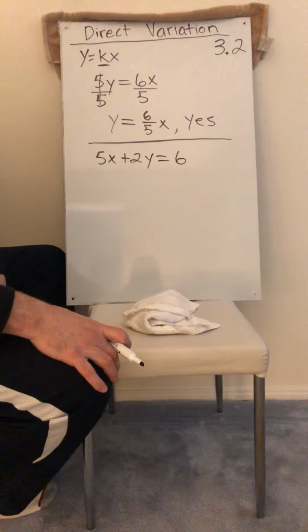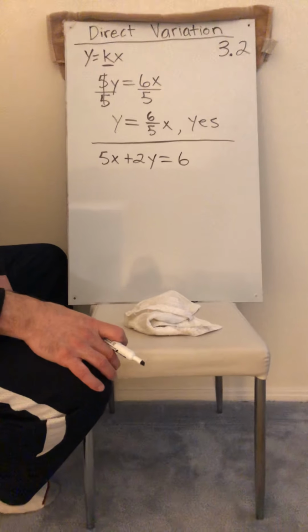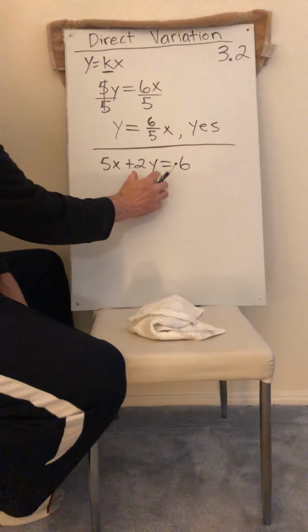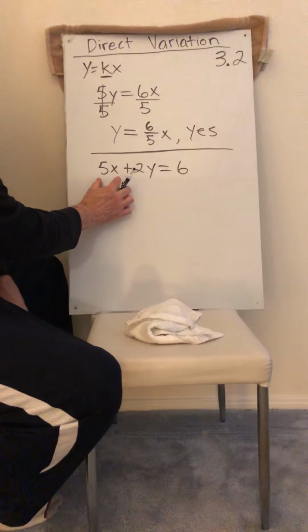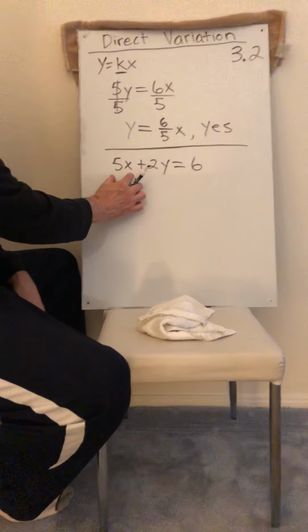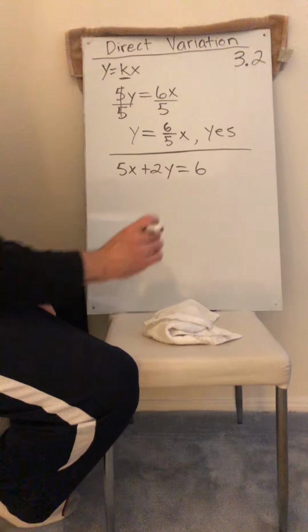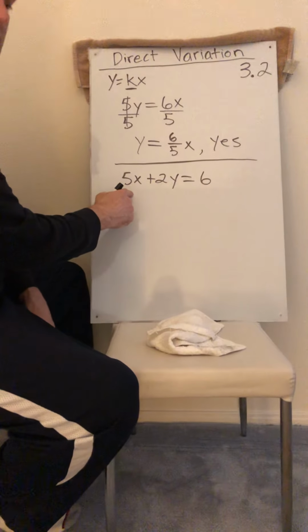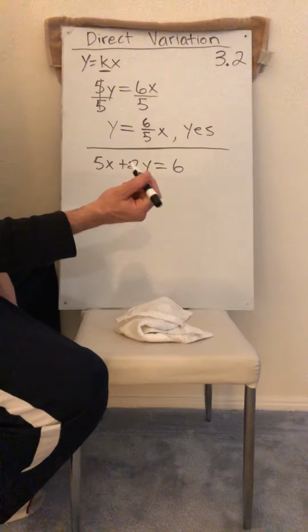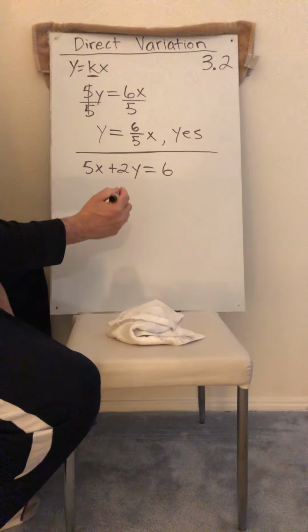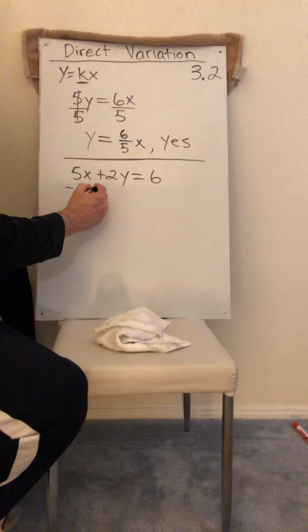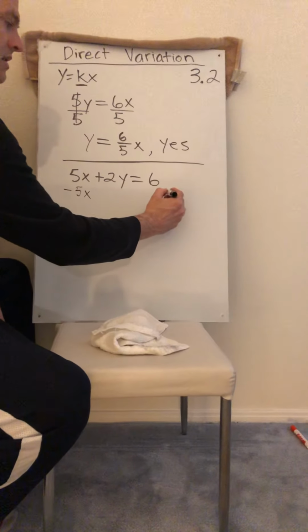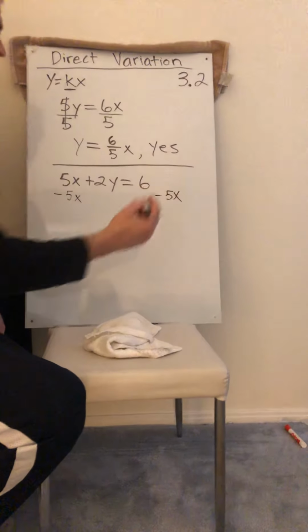So now I'm going to solve for y. Well, the y is not by itself. Here, it also has the 5x. So we have to move the 5x to the other side. So the first step is to move the x if the x is on the left side. How do we do that? Well, the opposite of positive 5x is negative 5x. So I subtract the 5x from this side.